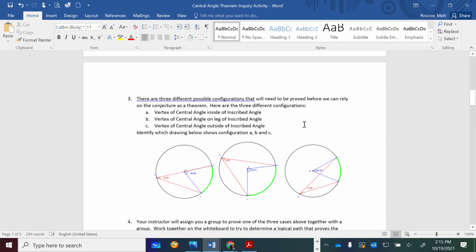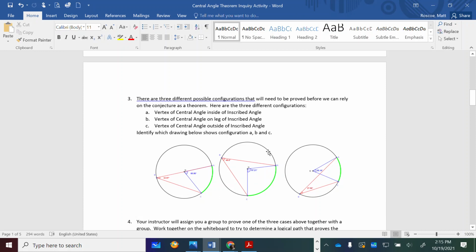And here are the three different configurations: the vertex of the central angle inside the inscribed angle, the vertex of the central angle is on a leg of the inscribed angle, and the vertex of the central angle outside of the inscribed angle. So identify which drawing below shows configurations A, B, and C. So this would be on the leg, this would be inside, so this would be A, this would be B, so that must mean this one's C. Yeah, the central angle is outside. So these are the three configurations.